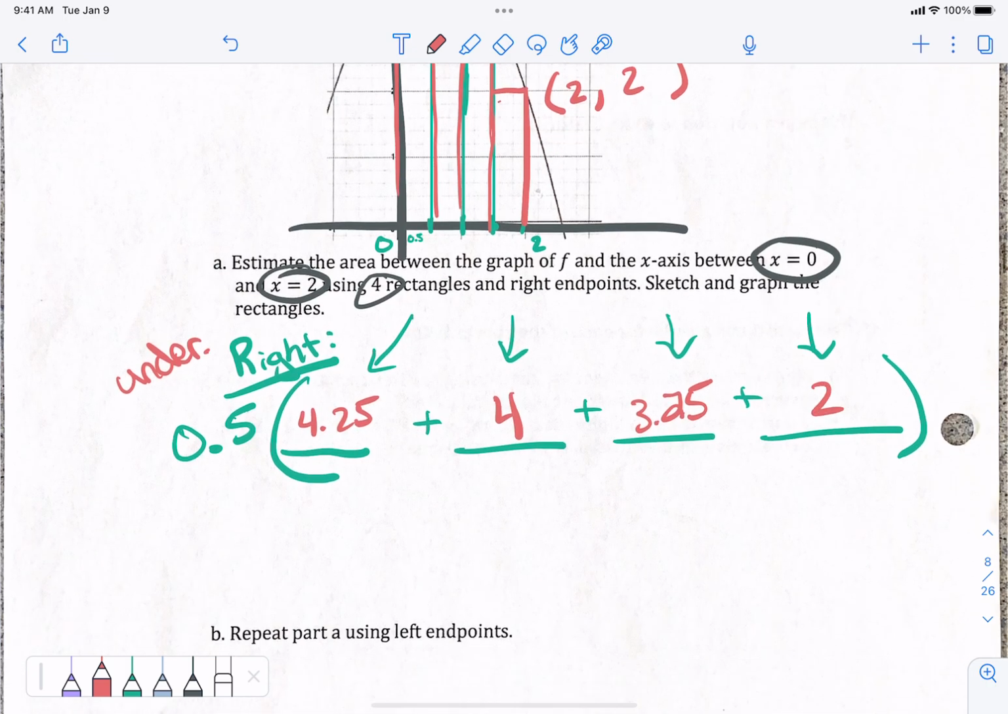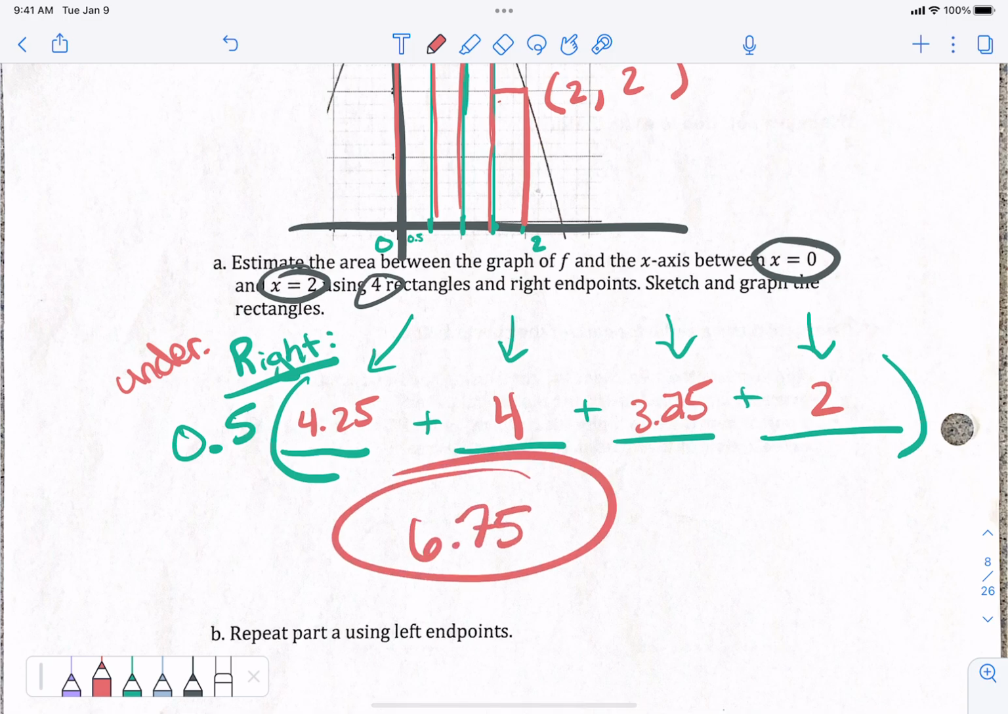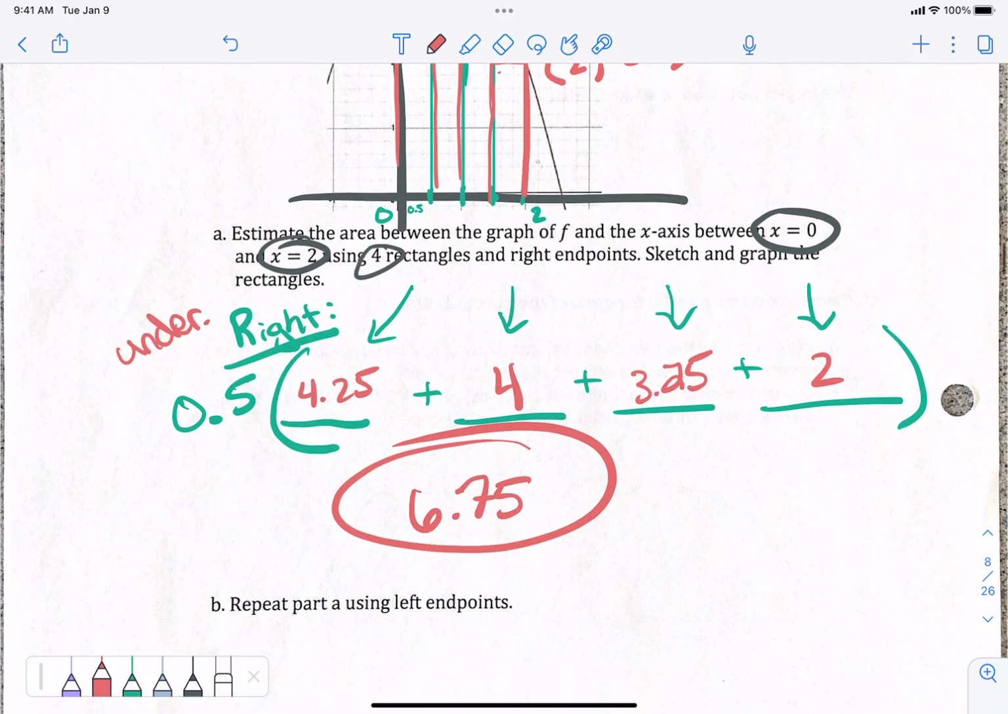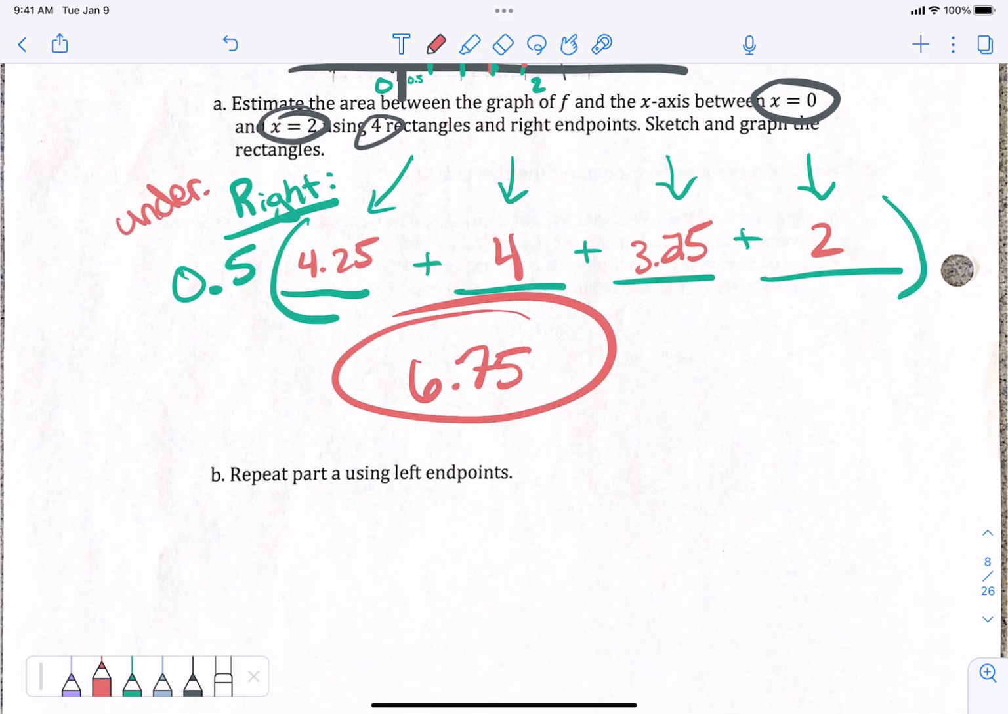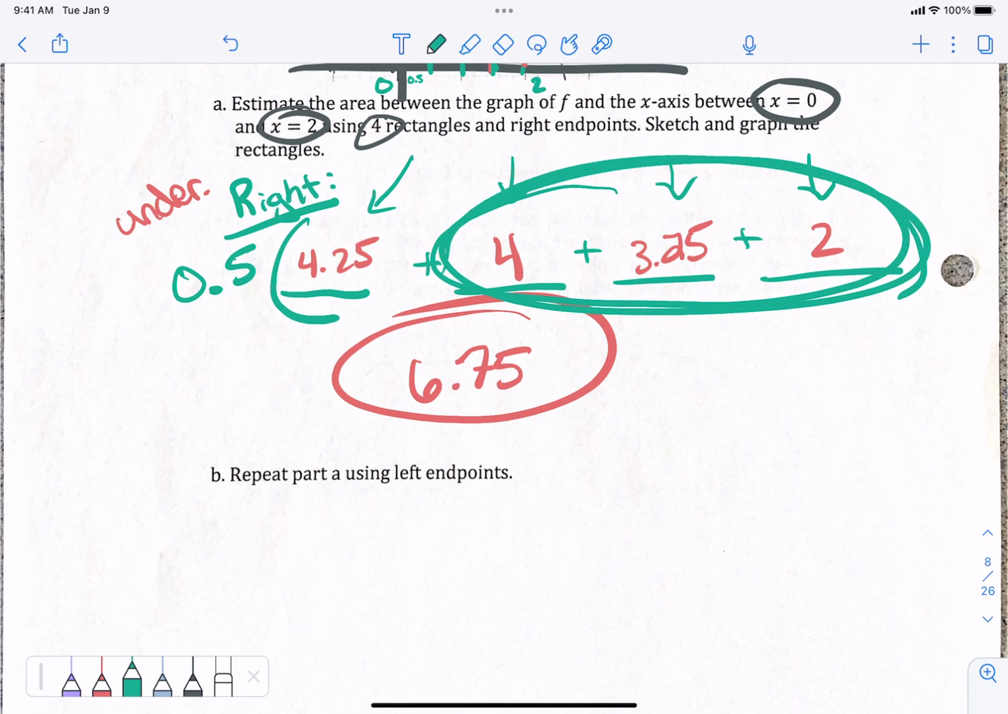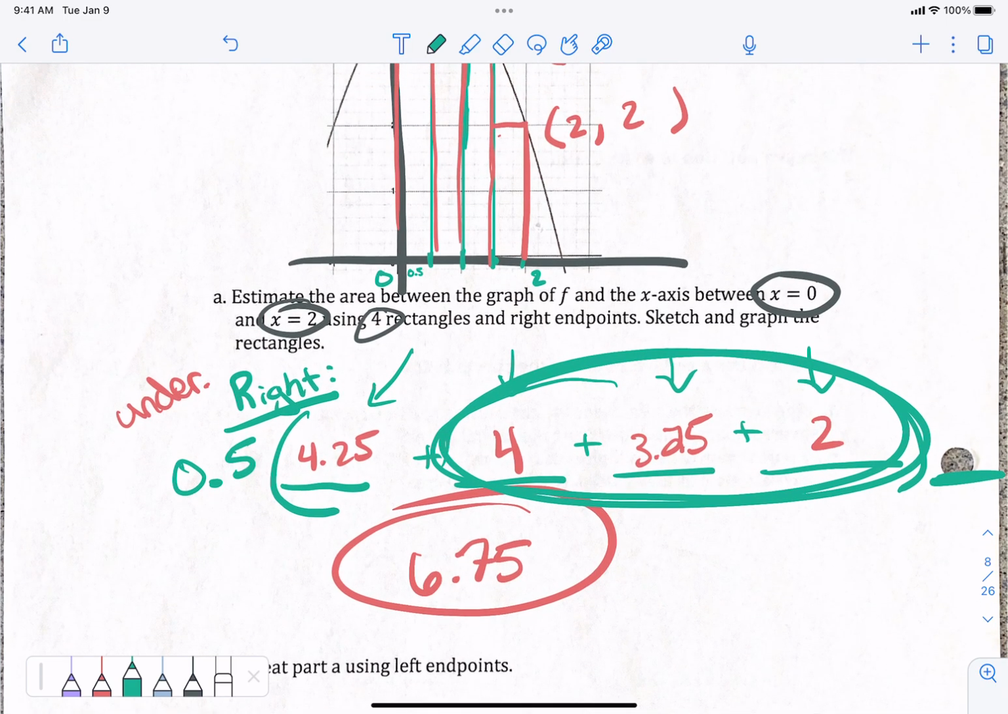Okay, so 2. It's 6.75 after you take it times 0.5. So 6.75 is our underestimate. The actual area is going to be something bigger than 6.75. We're keeping 4, 3.25, and 2. You should be able to keep these three, but then just add on your left endpoint rectangle.